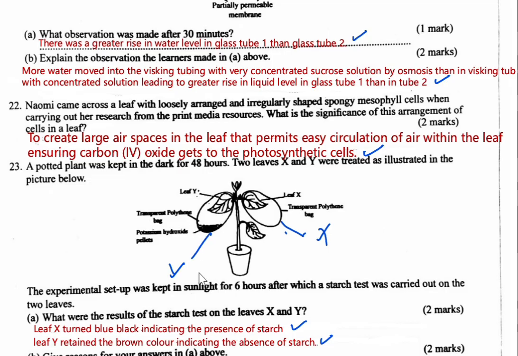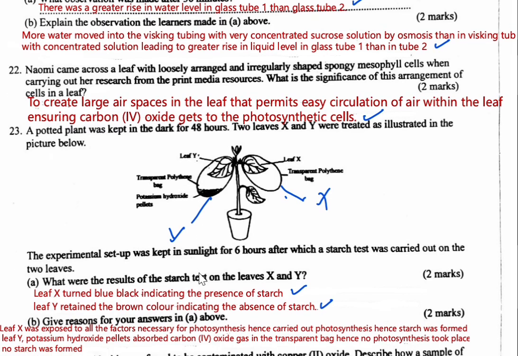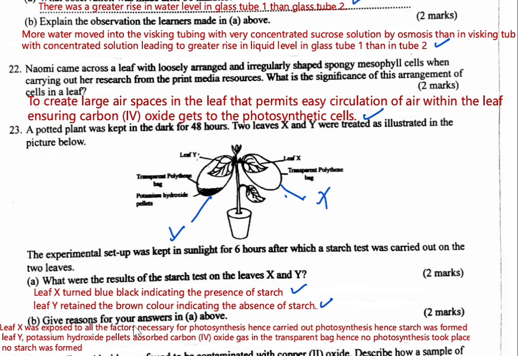What is the reason? That is part B. Give reasons for your answers in A above. So I'm going to explain this. So leaf X, this one, it was exposed to all factors necessary for photosynthesis, hence carried out photosynthesis, hence starch was formed. So this one is exposed to all factors of photosynthesis like carbon dioxide, sunlight, and therefore photosynthesis took place. That's why it turned blue-black, indicating that there was starch.